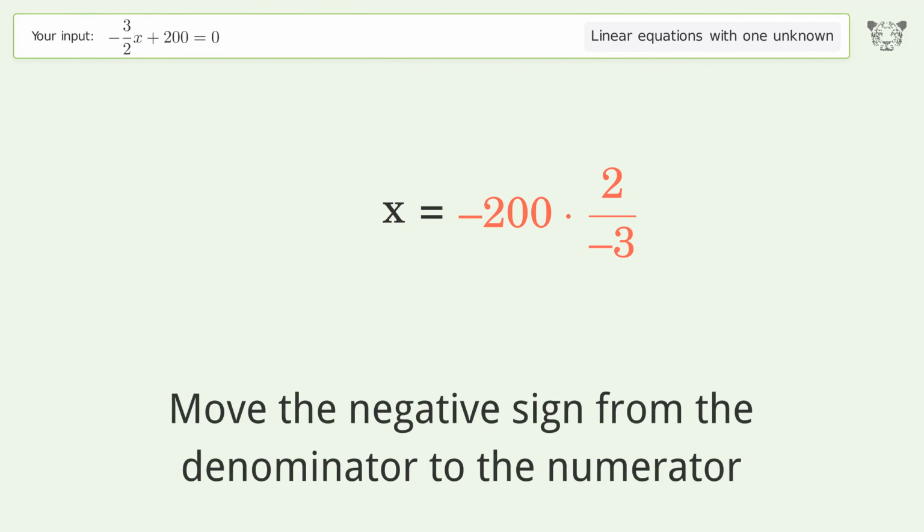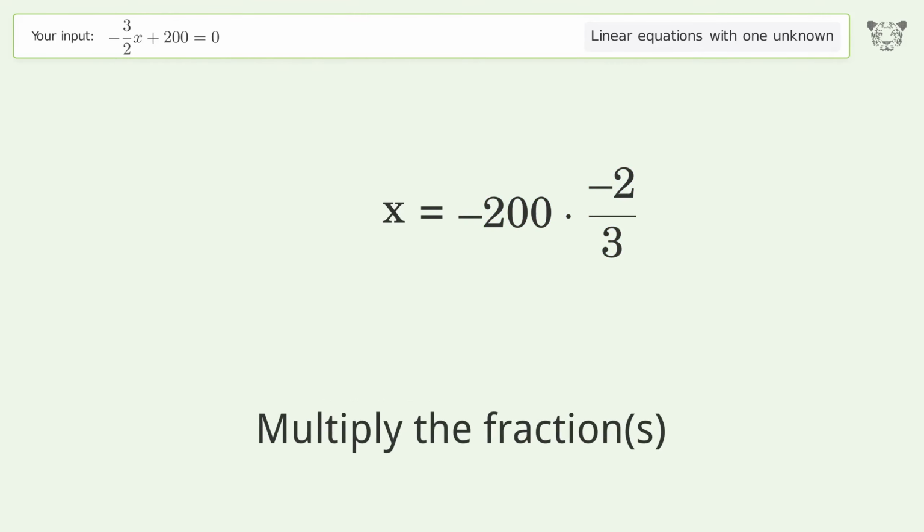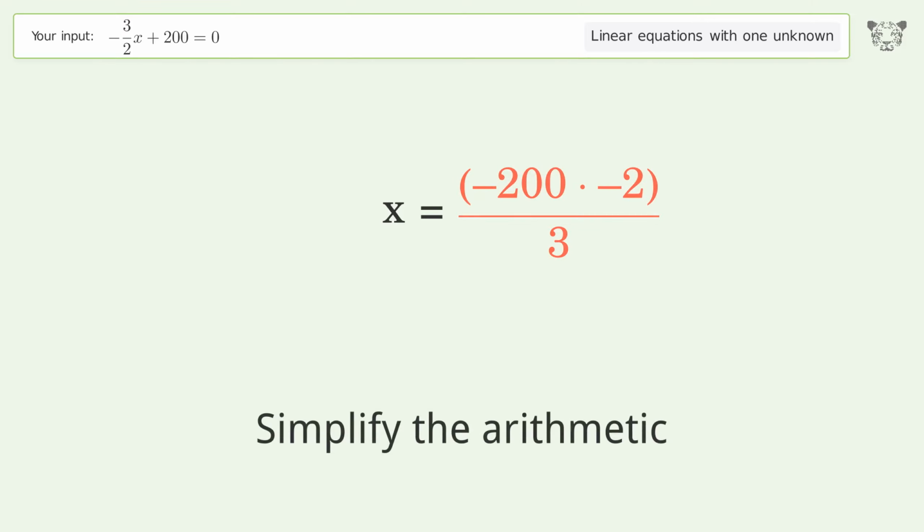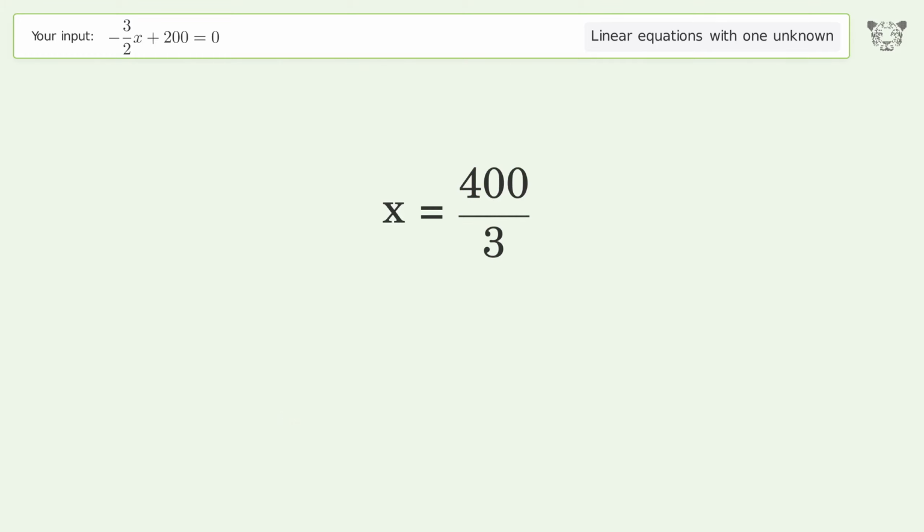Move the negative sign from the denominator to the numerator. Multiply the fractions. Simplify the arithmetic. And so the final result is x equals 400 over 3.